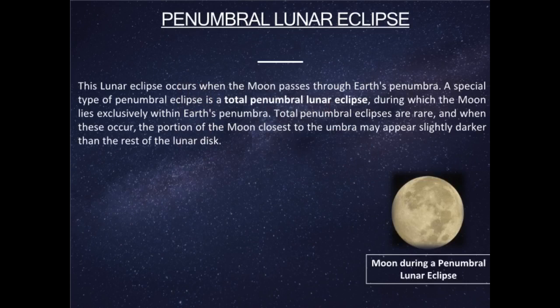A penumbral lunar eclipse occurs when the moon passes through Earth's penumbra. A special type of penumbral eclipse is a total penumbral lunar eclipse, during which the moon lies exclusively within Earth's penumbra. Total penumbral eclipses are rare, and when these occur, the portion of the moon closest to the umbra may appear slightly darker than the rest of the lunar disk.